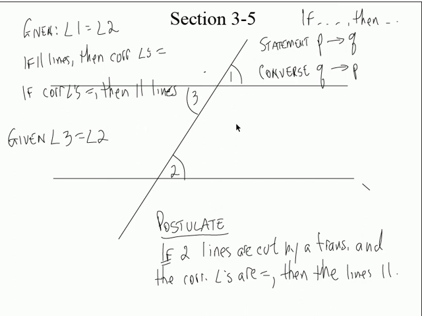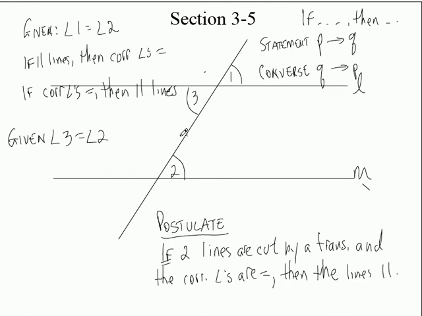So if these two lines are cut by this transversal, and if I know that 3 and 2 are equal to each other, then what can I say about these two lines? Let's call this line L and let's call this line M. If 3 and 2 are equal to each other, what's the relationship between 3 and 2? We talked about this a few lessons ago. There's a name: alternate interior angles.